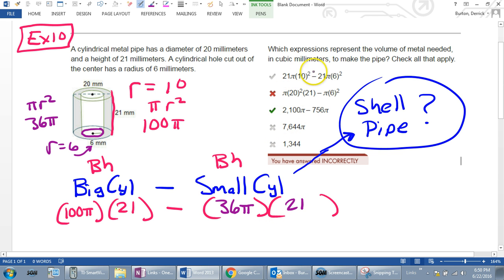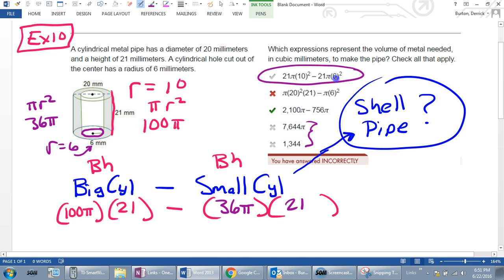Now, looking at the answers, most of these answers are still written spread out. They don't have it multiplied down to a single number except for these. So I better stop now and check and see if any of these are my answer before I go multiplying it out in my calculator. So I look at the top one first. I see the 21, which I have, and I see the pi, which I have, and I see the 10 squared, which I have. So that looks good so far.